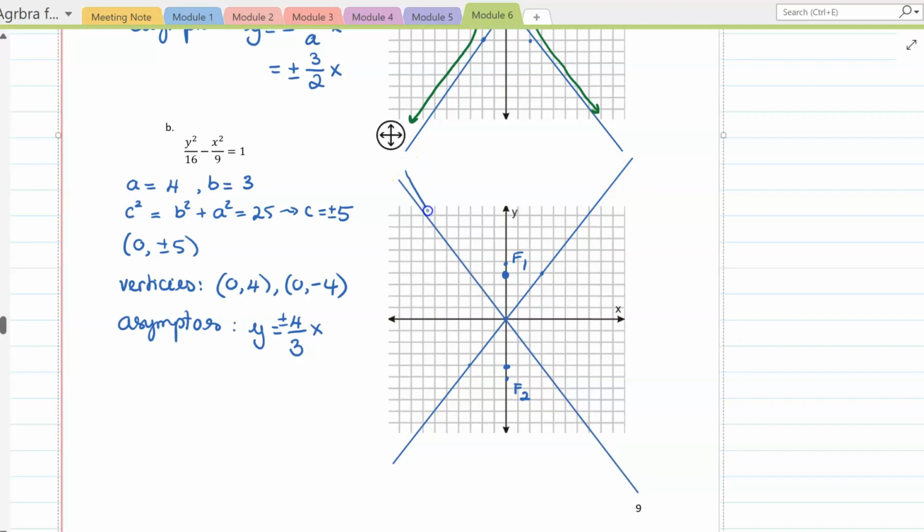The hyperbola going up and down, passing through the vertices. The length of the transversal here is 8.